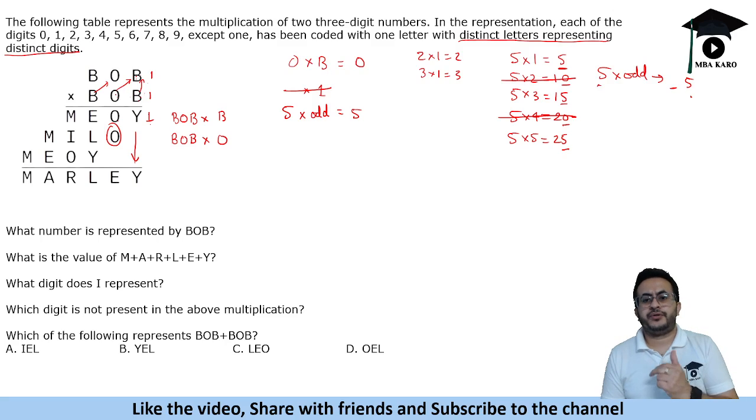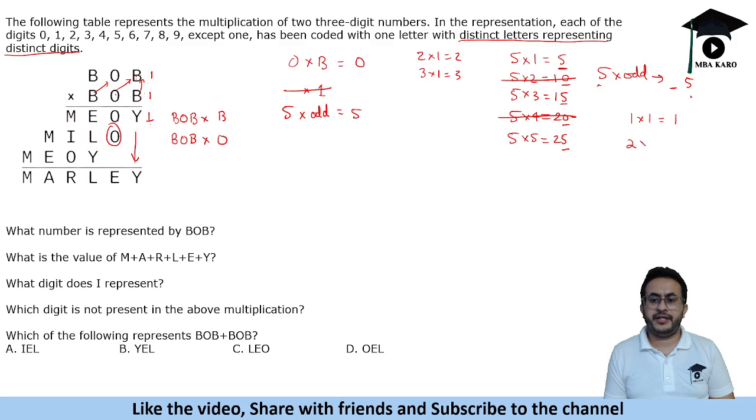Think of 1 getting multiplied by any digit, and do you get 1 as the result? 1 multiplied by 1 gives you 1 as the result, but with no other digit will you get the same result. So we have already ruled out the possibility of 1. Now let us think of 2. 2 multiplied by some digit giving us 2 as the result. So O into B gives you O. B is not 1, that we have ruled out.